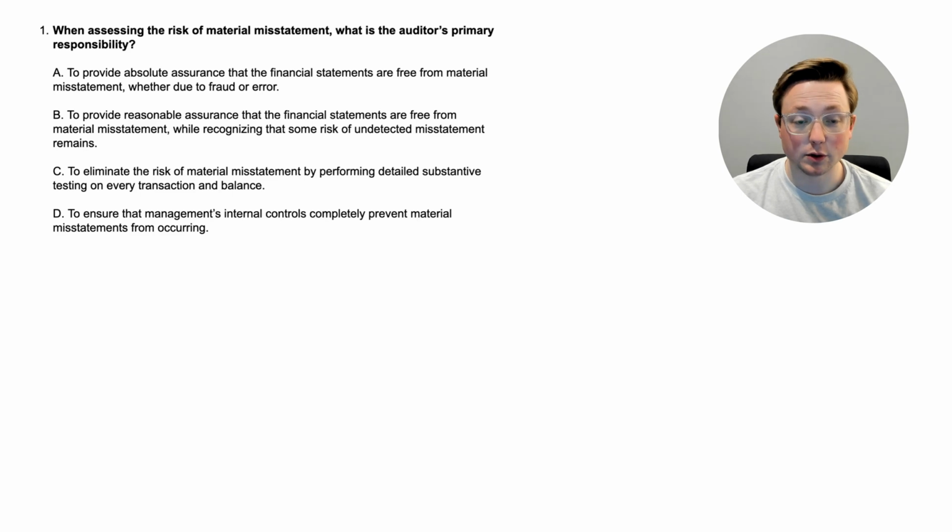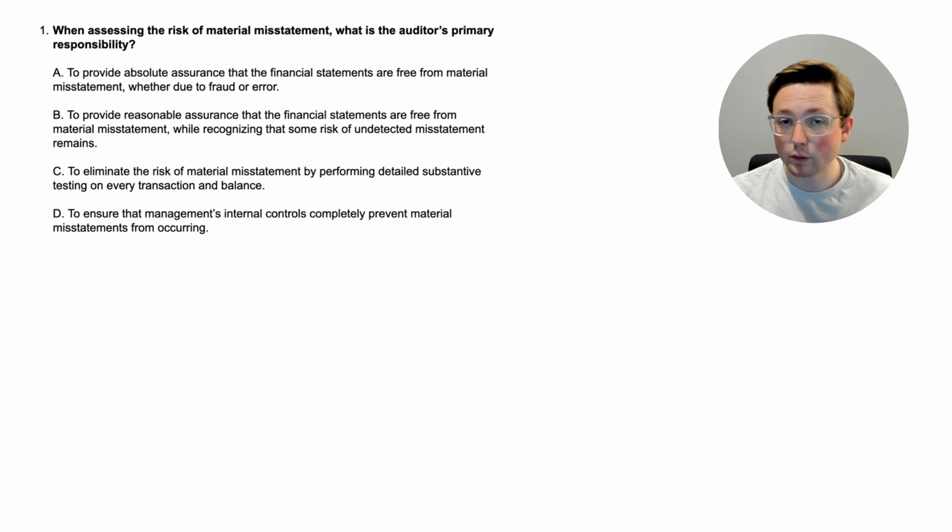Okay, here we are at question 1. When assessing the risk of material misstatement, what is the auditor's primary responsibility? Okay, let's dive into the options. Option A, to provide absolute assurance that the financial statements are free from material misstatement, whether due to fraud or error. Option B, to provide reasonable assurance that the financial statements are free from material misstatement, while recognizing that some risk of undetected misstatement remains. Option C, to eliminate the risk of material misstatement by performing detailed substantive testing on every transaction and balance. Or option D, to ensure that management's internal controls completely prevent material misstatements from occurring.